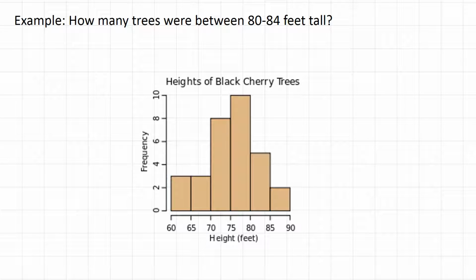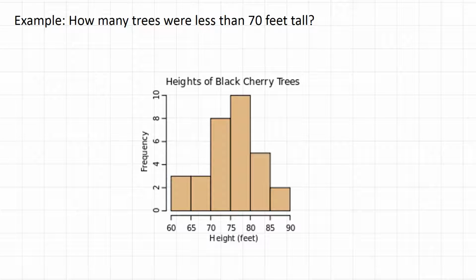How many trees were between 80 and 84 feet tall? So what we're looking for is the bin that goes between 80 and 84 feet. So that would be this bin here. Remember, a tree that's 85 feet tall would end up in the next bin. So our tallest tree in this case would be 84 feet. Or I guess we could also say this might be like 84.9 feet. So anything less than 85 feet. And how many trees is that? 5. So there are 5 trees is our answer.